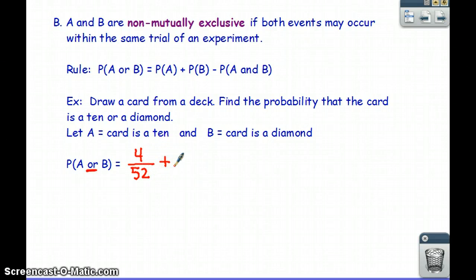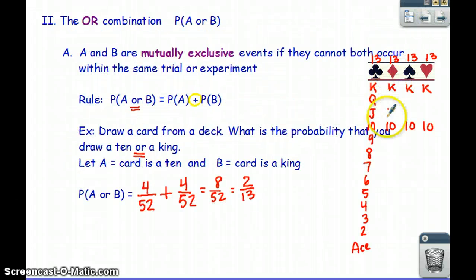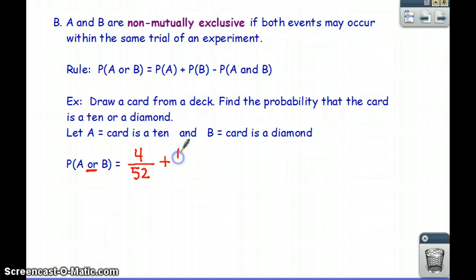What's the chance that it's a diamond? Well, remember what we said, each suit has 13 cards in that suit. So the chance that it's a diamond is 13 out of 52. Now let's deal with this non-mutually exclusive part, this overlapping part. What do we have an overlap with 10s and with diamonds? Well, the 10 of diamonds. We counted the 10 of diamonds here. It's one of those 4, and it's one of those 13. So we counted it twice.